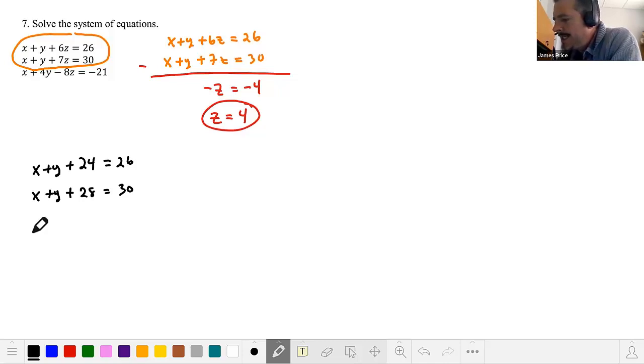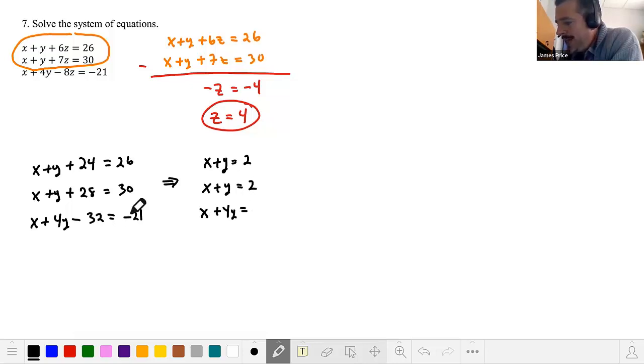And then I'll plug it into the last one. So x plus 4y minus 8 times 4, so minus 32, is equal to negative 21. And so I can simplify this system of equations by moving the numbers over to the other side. So this implies x plus y is equal to, so move over the 24, so I get 2. Move over the 28, and you'll see you actually get exactly the same thing. So 30 minus 28 is 2 again. And then this one says x plus 4y is equal to, now we add 32 to both sides on this one. This one's a little trickier.